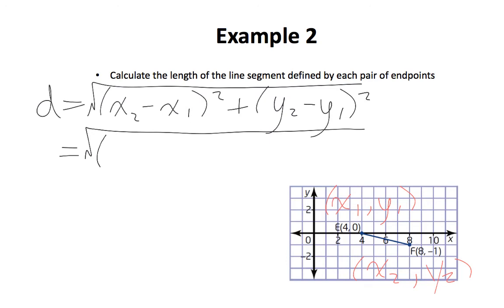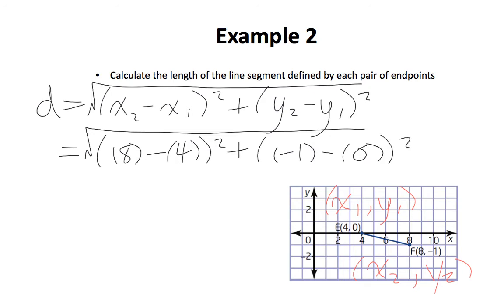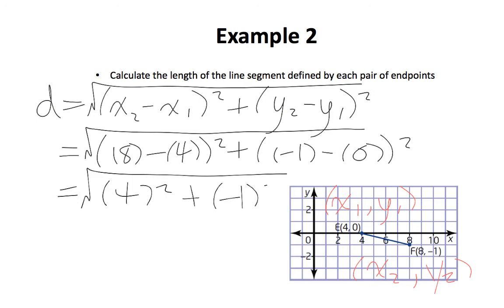Instead of writing x2, I'm going to write 8 in brackets. Instead of writing x1, I'm going to write 4 in brackets. Instead of writing y2, I'm going to write -1 in brackets. And instead of writing y1, I'm going to write 0 in brackets. At this point, we need to simplify by using BEDMAS, which means we're going to do whatever's in the brackets first. So 8 subtract 4 is 4, and -1 subtract 0 is just -1.